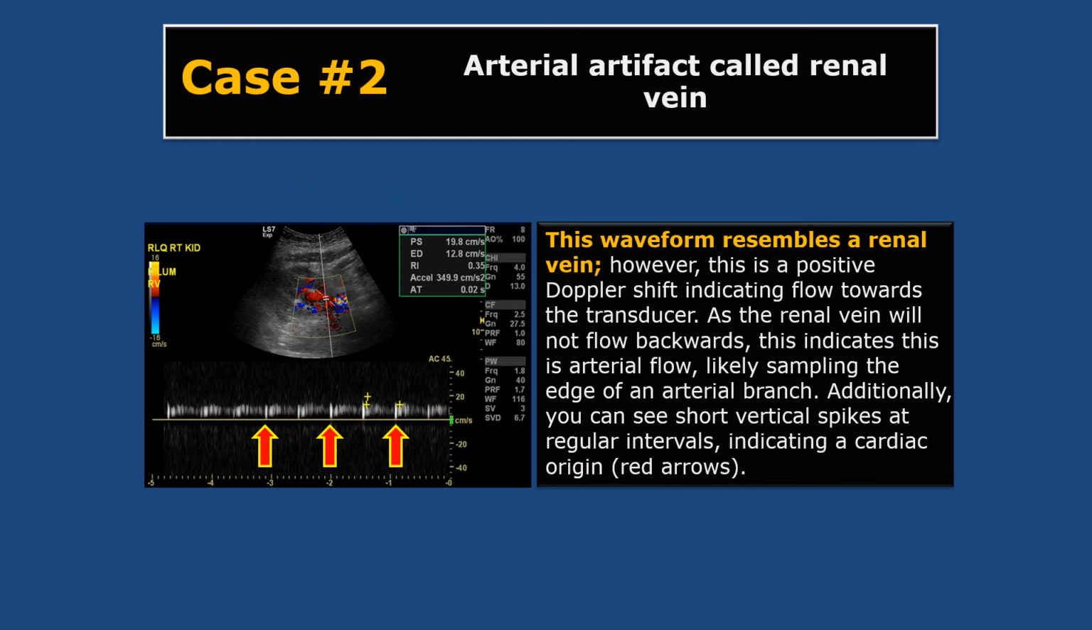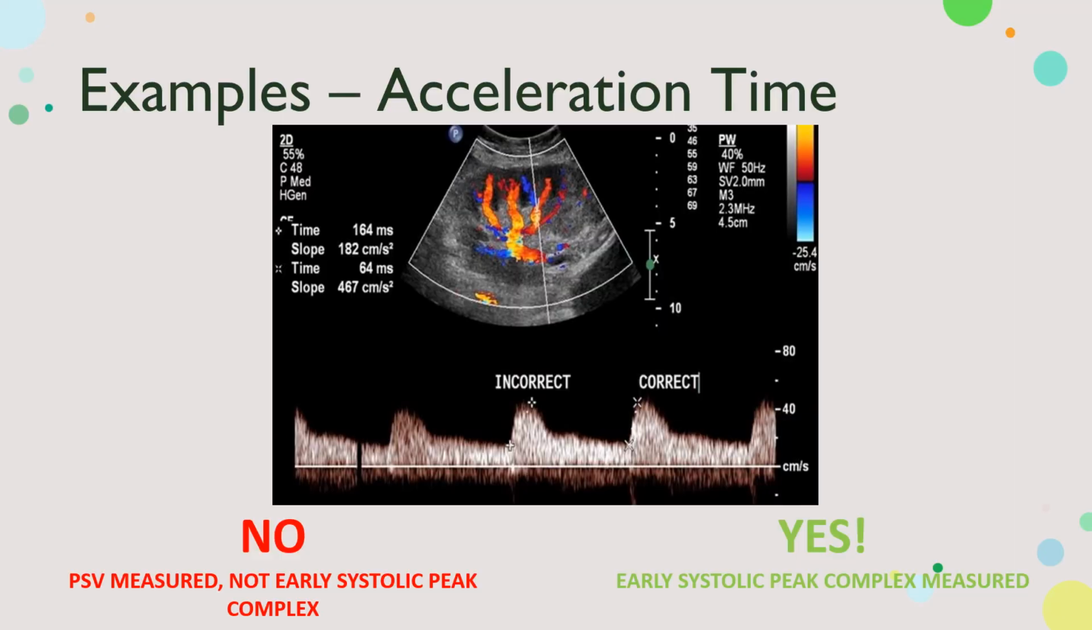There's another way that you can tell on this, and that's because there are these white vertical lines at equal spaces in time. And so this is a cardiac looking waveform because they're at regular intervals. And so what we're doing is we're catching the edge of maybe an arterial branch or right at the edge of the vessel. But at any rate, this is going towards a transducer. This is definitely not a vein. Veins don't flow backwards. This is the image I showed earlier of incorrect versus correct acceleration time measurements.